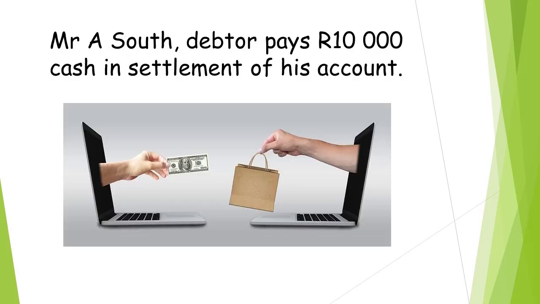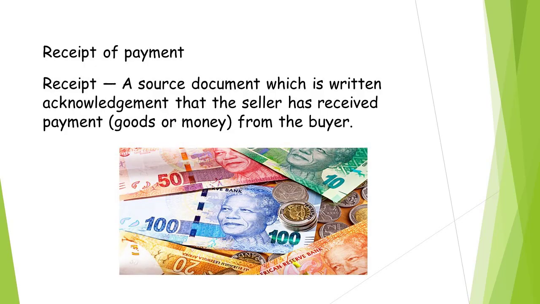The transaction that forms the basis of our discussion will be a debtor, Mr. A. South, who made a cash payment of 10,000 Rand in full settlement of his outstanding account. The source document issued by the seller for the money received is a receipt.